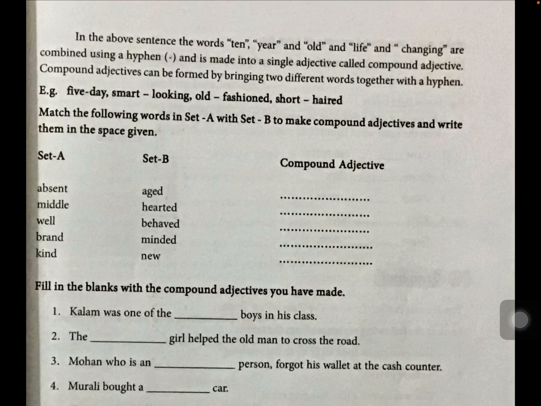Match the following words in set A with set B to make a compound adjective and write them in the space given. So what did he ask you? Here they have given a matching exercise of set A and set B and asked you to make it a single word, meaning make it a compound adjective. Absent-minded, middle-aged, well-behaved, brand-new, kind-hearted. You can write these answers here with the pencil, children.